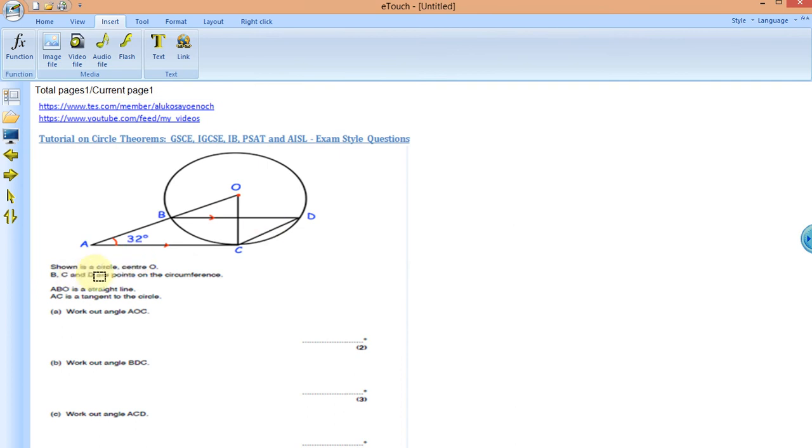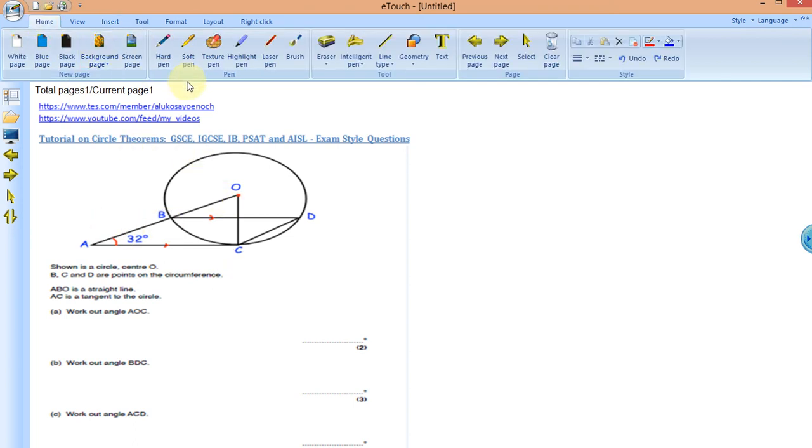Shown is a circle, center O. B, C, and D are points on the circumference. ABO is a straight line. AC is a tangent to the circle. Work out angle AOC. So guys, let's go for AOC.